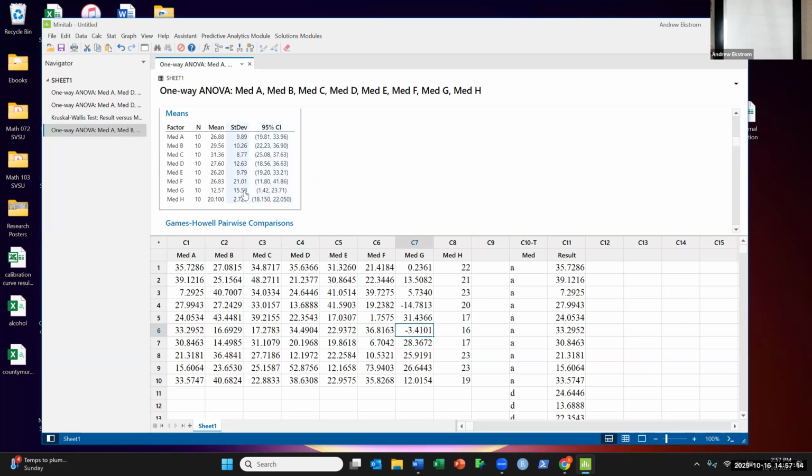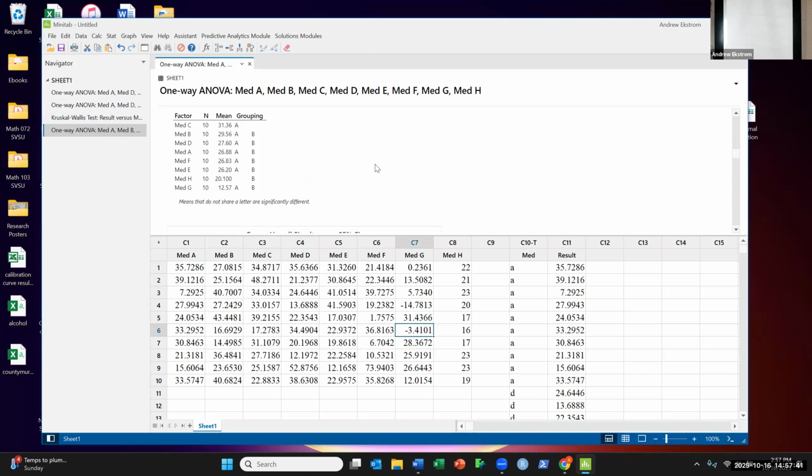We can look at the standard deviations for everything here, and we can see that we're thankful that we decided not to assume equal variance, because I've got a standard deviation of 21 here, and a standard deviation of 2.7 down here. Are those going to be different? You betcha.